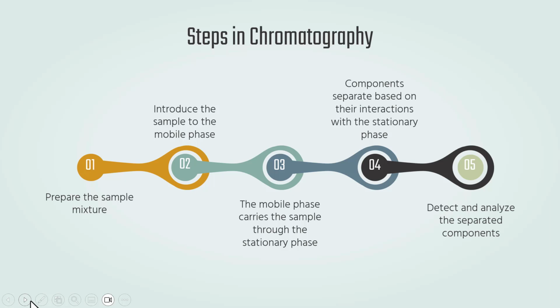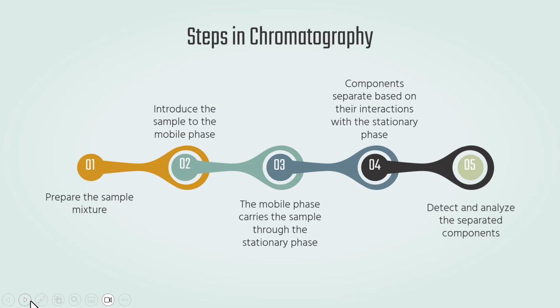Here is another slide, for the steps in chromatography. Let's break down the process into simple steps. The first step is to prepare the sample mixture. Imagine we have a mix of different colored inks. Second, introduce the sample into the mobile phase. We dissolve our ink into a solvent like water or alcohol, which acts as our mobile phase. Third step is that the mobile phase carries the sample. We place the strip of paper, or stationary phase, onto the solvent.